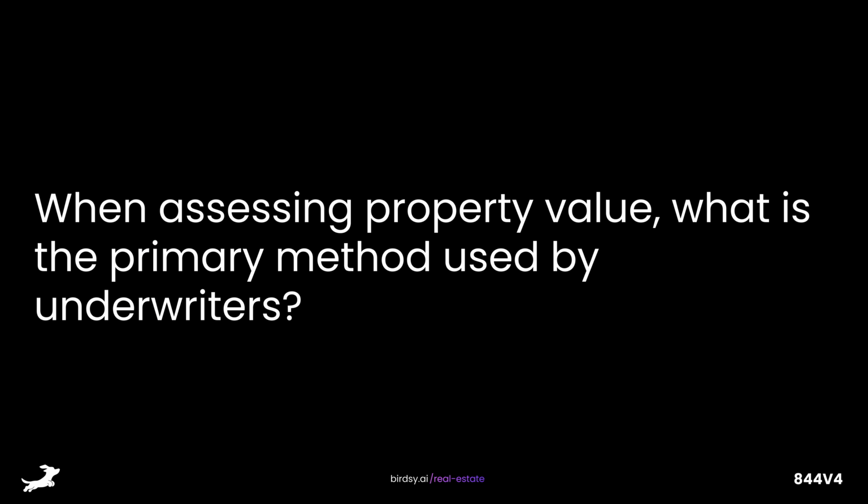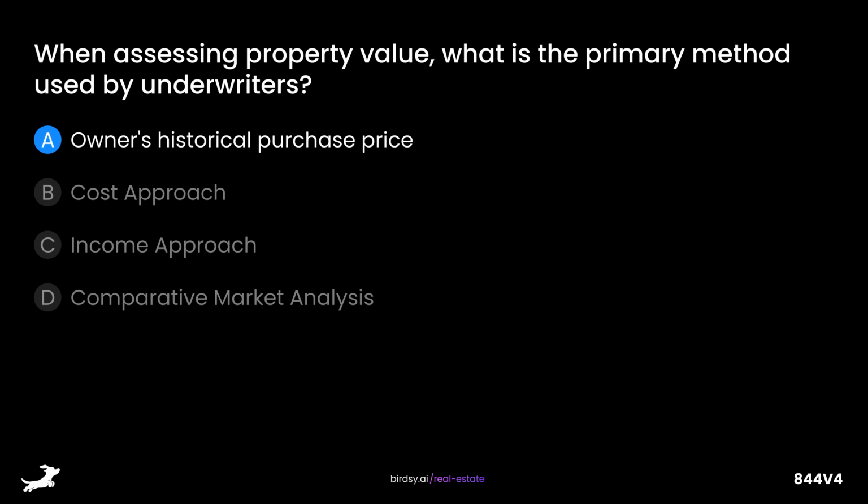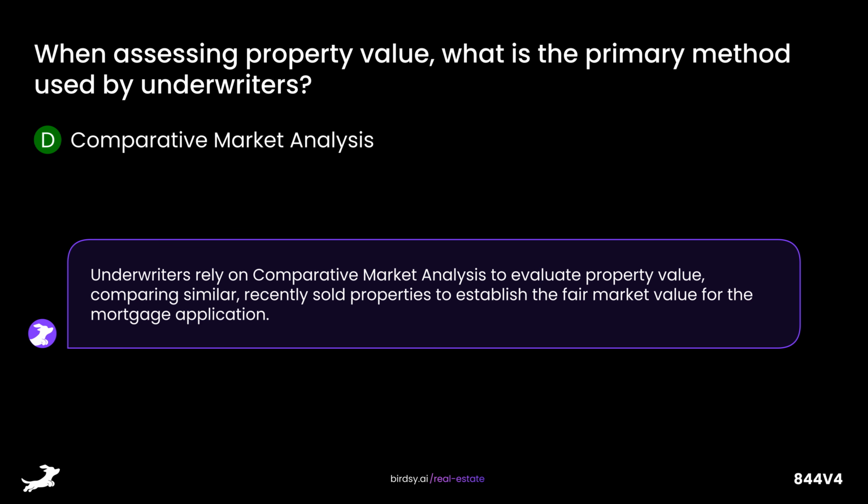When assessing property value, what is the primary method used by underwriters? Is it A, owner's historical purchase price, B, cost approach, C, income approach, or D, comparative market analysis? The answer is D, comparative market analysis. Underwriters rely on comparative market analysis to evaluate property value, comparing similar, recently sold properties to establish the fair market value for the mortgage application.